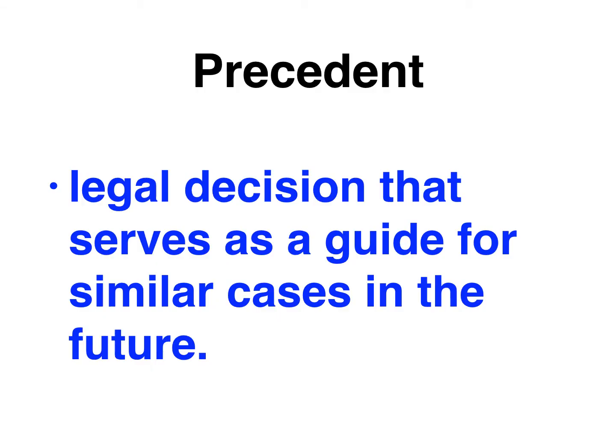Marshall interpreted the Constitution to mean that the court had the power of judicial review and could overturn laws that it determined to be unconstitutional. Now, precedent, you hear that a lot in legal cases, and that's the legal decision that serves as a guide for similar cases in the future.